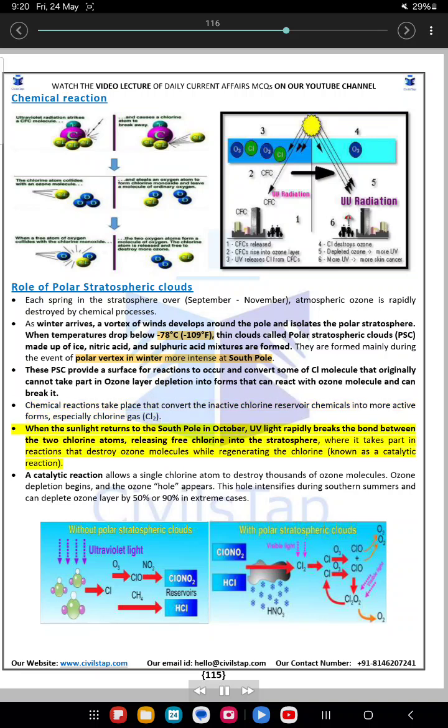When the sunlight returns to the South Pole in October, UV light rapidly breaks the bond between the two chlorine atoms, releasing free chlorine into the stratosphere, where it takes part in reactions that destroy ozone molecules while regenerating the chlorine, known as a catalytic reaction. A catalytic reaction allows a single chlorine atom to destroy thousands of ozone molecules. Ozone depletion begins, and the ozone hole appears. This hole intensifies during southern summers and can deplete the ozone layer by 50% or 90% in extreme cases.